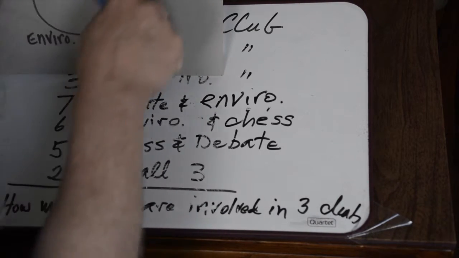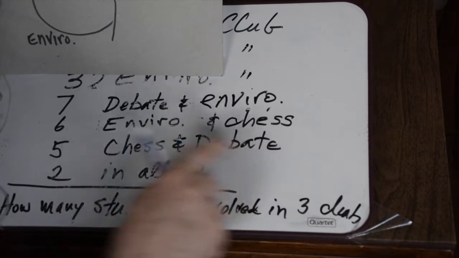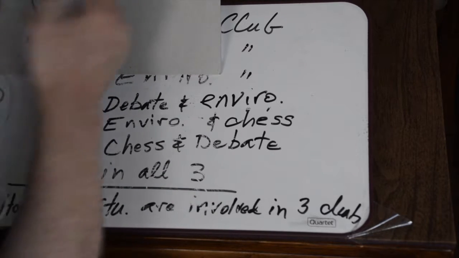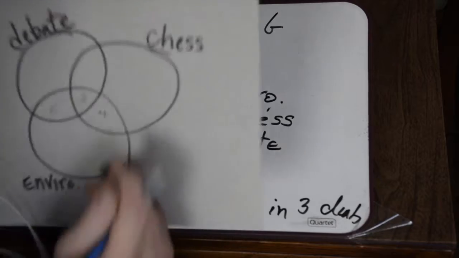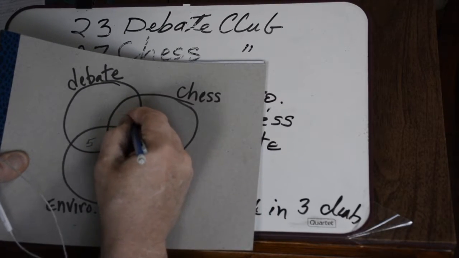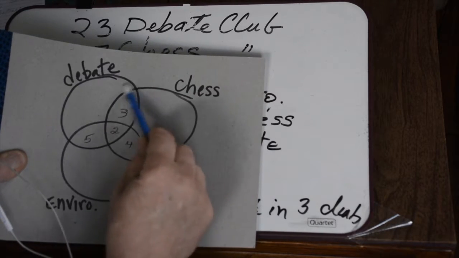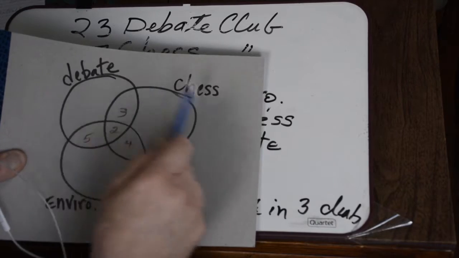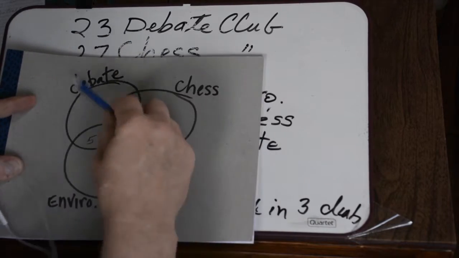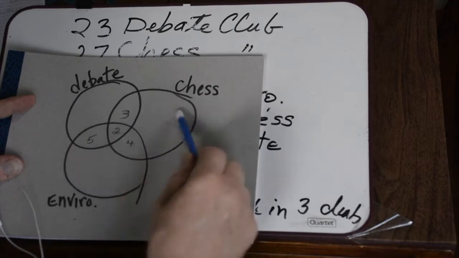What about the overlap between chess and debate? There are 5. Well, 2 of them are accounted for. The 3 that are not accounted for would be here. So these 5 represent debate and chess, these 7 represent debate and environmental, and these 6 represent chess and environmental.